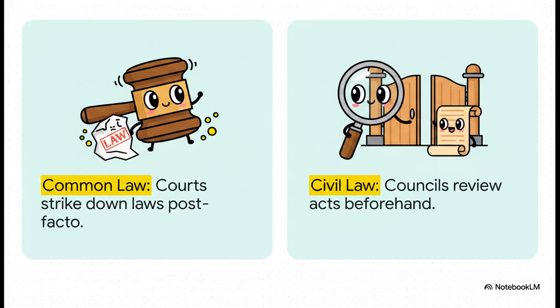When it's time to trigger an ultimate failsafe, common law systems like the US rely on really dramatic post-facto adversarial showdowns. The courts have the power of judicial review, which was established in the legendary 1803 case Marbury v. Madison, allowing them to strike down laws after they've been passed if they violate the Constitution.